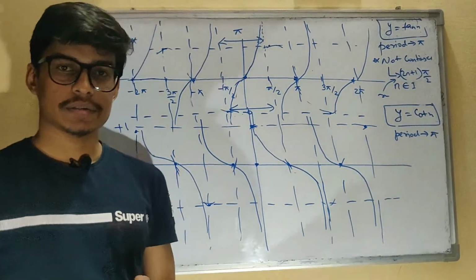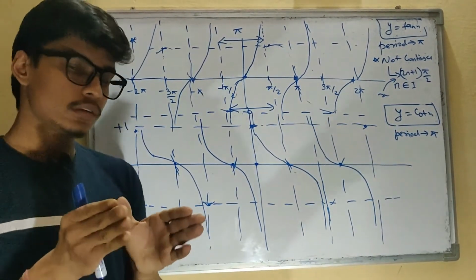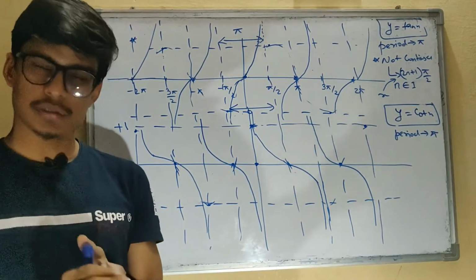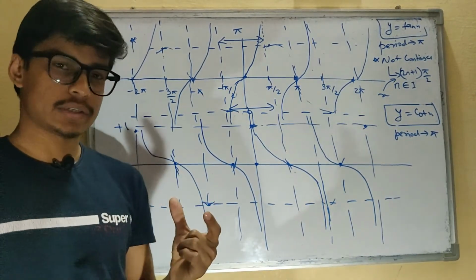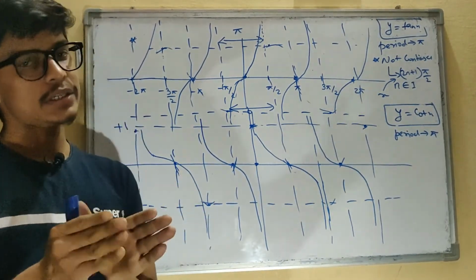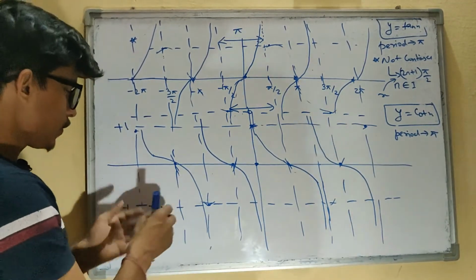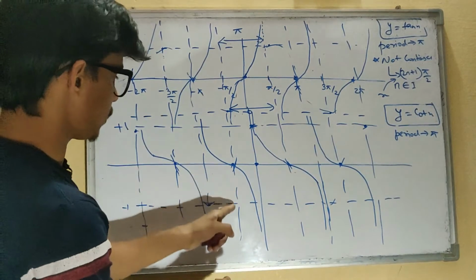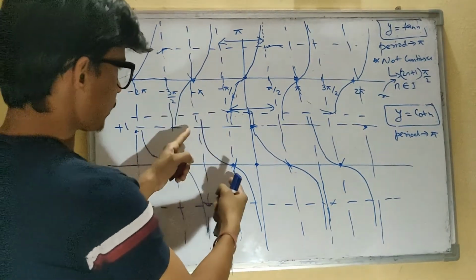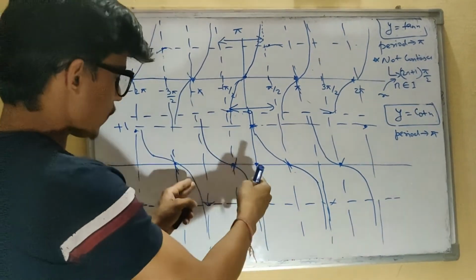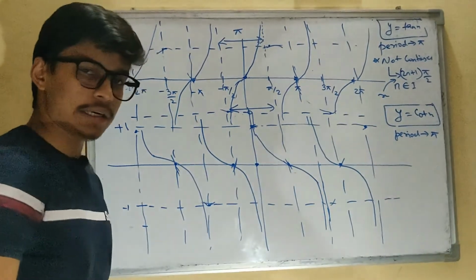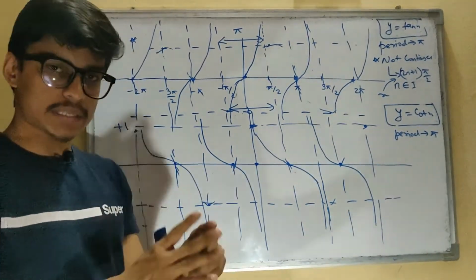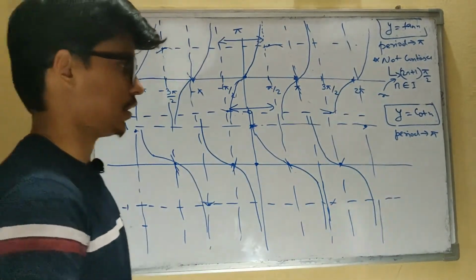Period is the angle after which, or you can say the range of angle after which, it repeats itself. From minus pi to 0 means pi. After an angle of pi, it repeats itself. The graph becomes exactly the same. That is why it is a periodic function.